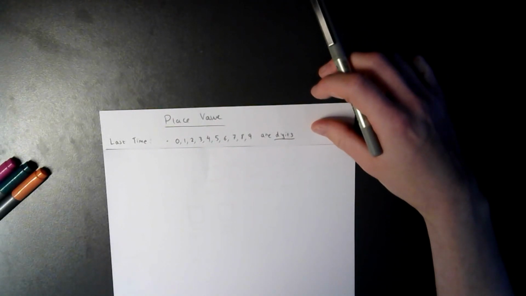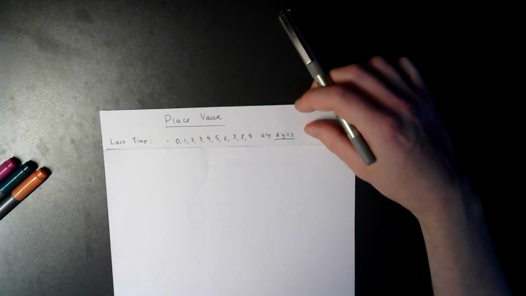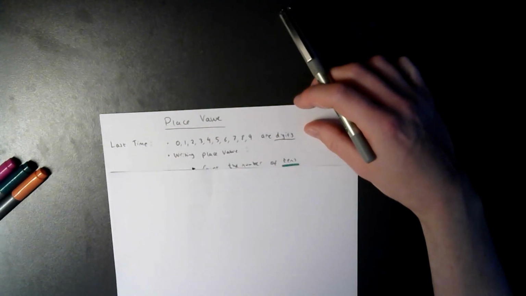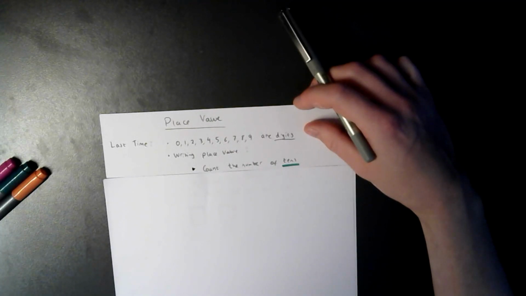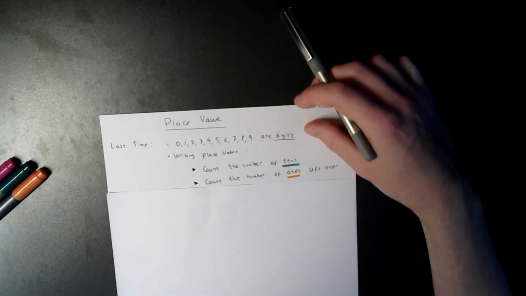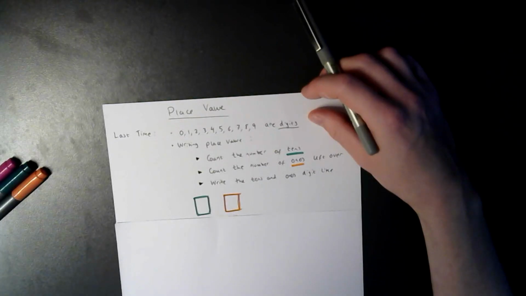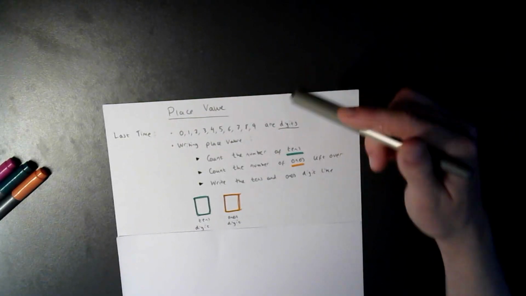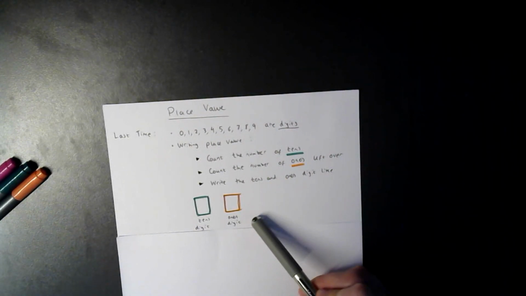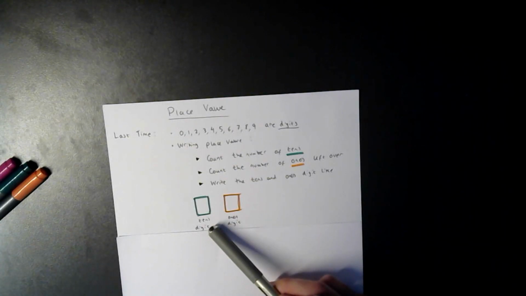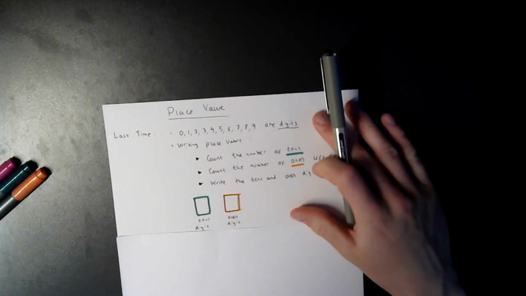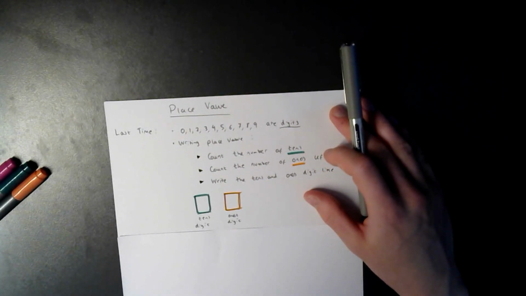And so then to work out the place value representation of a two-digit number, we had to count the number of tens, the number of ones left over, and then write the tens digit and the ones digit like this. So the ones digit goes on the right hand side, and then the tens digit goes just to the left of it. Let's look at another example just to recap this.